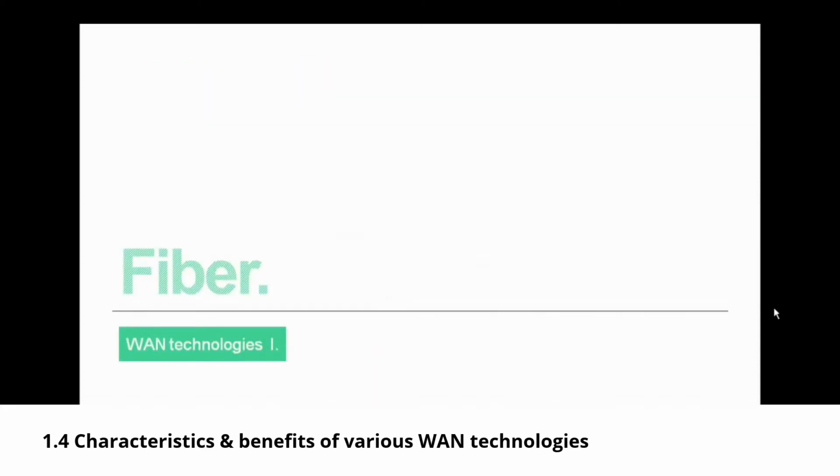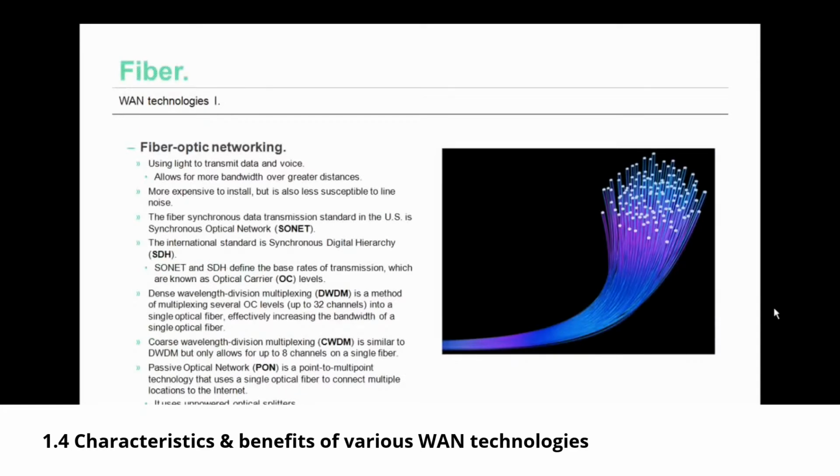Now let's conclude with fiber. Fiber optic networking is using light to transmit data and voice. This allows for more bandwidth over greater distances. Fiber optic networking is more expensive to install, but is also less susceptible to line noise. The fiber synchronous data transmission standard in the United States is called the Synchronous Optical Network, or SONET standard. The international standard is called the Synchronous Digital Hierarchy, or SDH.